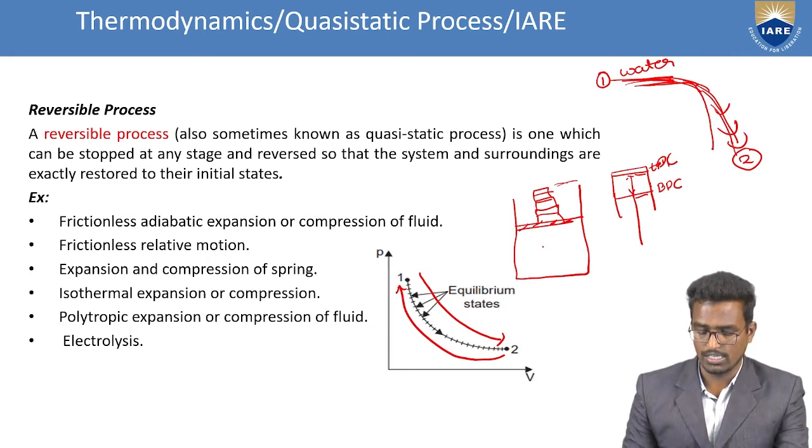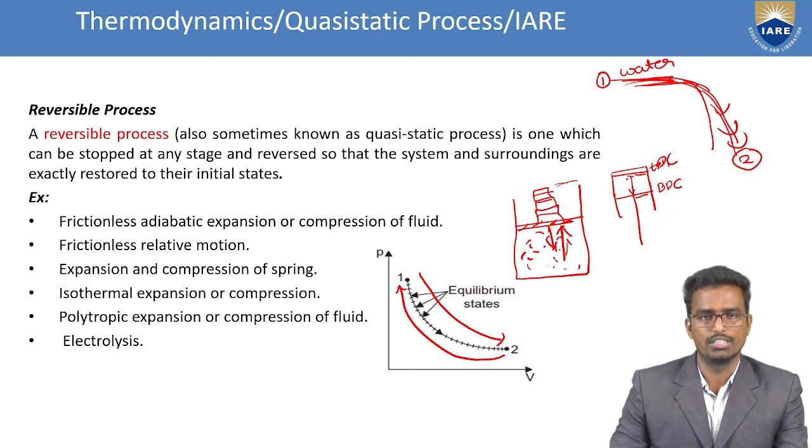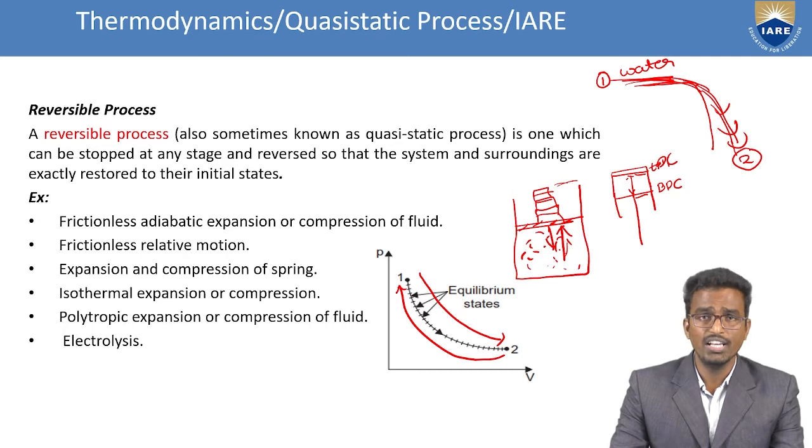So same thing, this is the example I take. If you compress or expand fluids frictionlessly, then you can give it as an example of a reversible process. If friction happens, what happens? You lose an amount of work right there. That's why we call it frictionless adiabatic expansion or compression of fluids. Right? Next, frictionless relative motions.